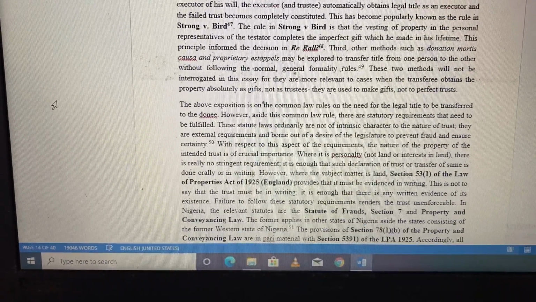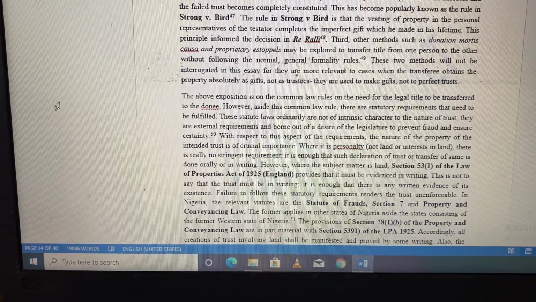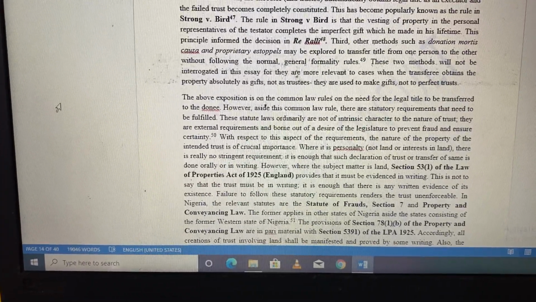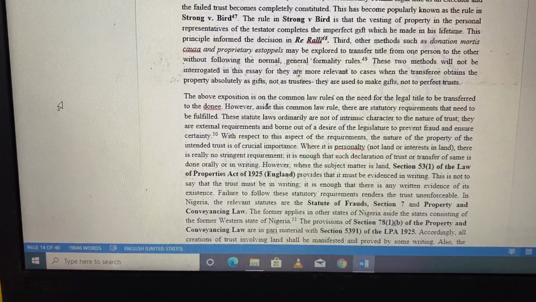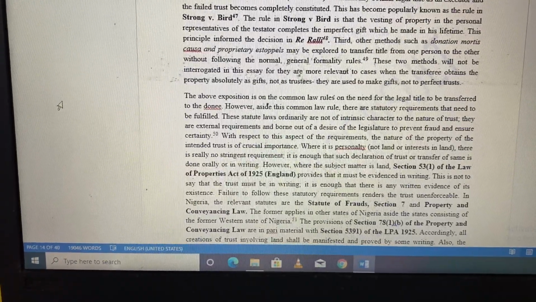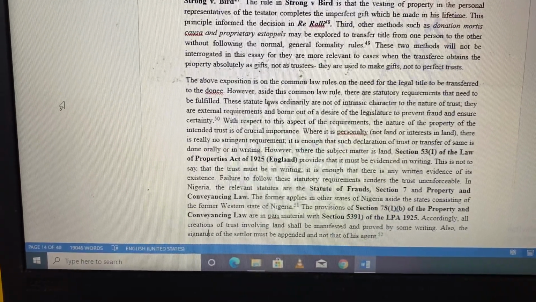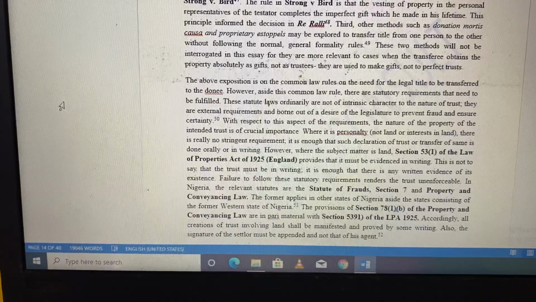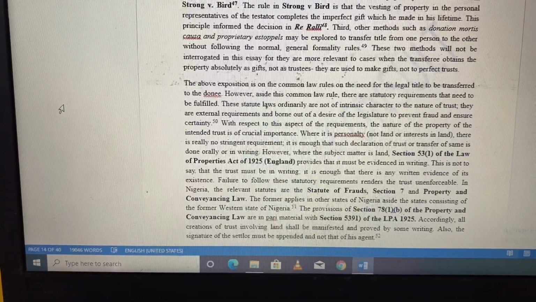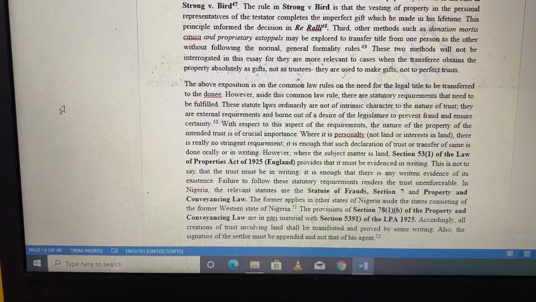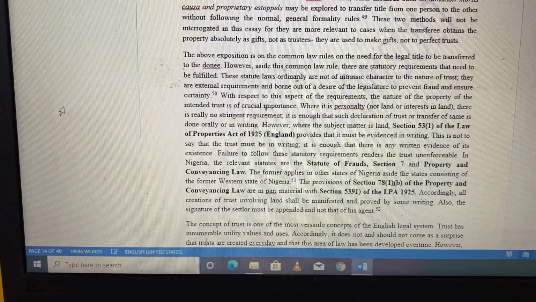In Nigeria, you can also see the Statute of Frauds, Section 7, and the Property and Conveyancing Law. The Property and Conveyancing Law applies in the states of Nigeria aside from those consisting of the former Western State, such as Oyo, Ogun, Lagos, Edo, Delta, and so on. Then, the provisions of Section 78(1)(b) of the Property and Conveyancing Law are in pari materia with Section 53(1) of the Law of Property Act 1925 of England. So we have already analyzed them.